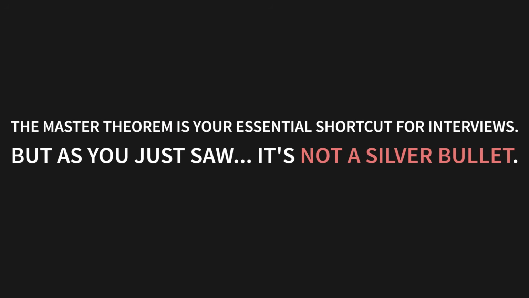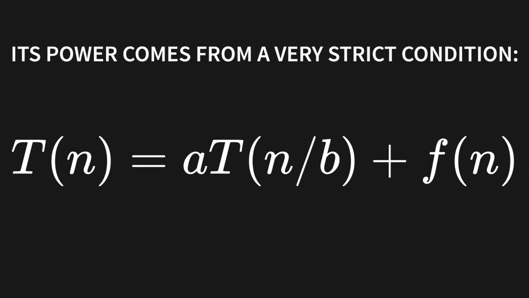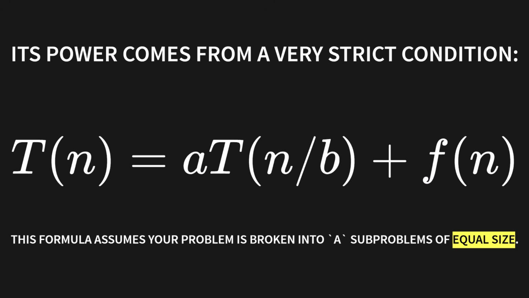The master theorem is your essential shortcut for interviews. It's incredibly fast, but as you just saw, it's not a silver bullet. Its power comes from a very strict condition. It only works for recurrences in the form T(n) equals a times T(n/b) plus f(n). This formula assumes your problem is broken into a subproblems of equal size. If they aren't equal, you have to go back to the recursion tree.